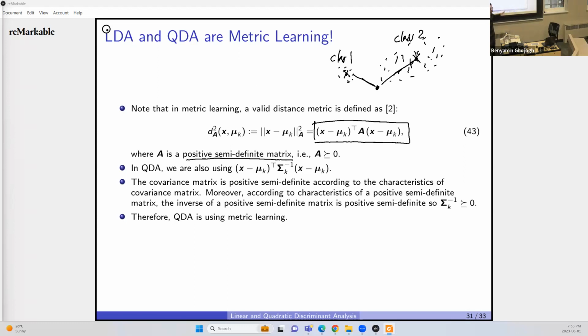The human eye understands that it's not fair to use Euclidean distance. That's why I said after this transformation, they become spherical, and then it would be fair to use Euclidean distance. This was the main idea behind metric learning in machine learning. Metric learning says that Euclidean distance is not necessarily fair. Let's learn the best distance metric for our own task.